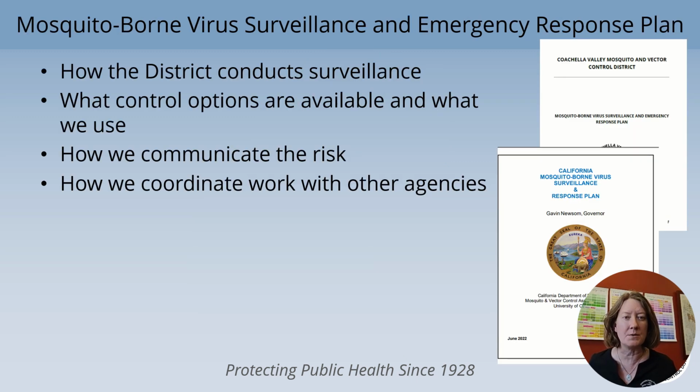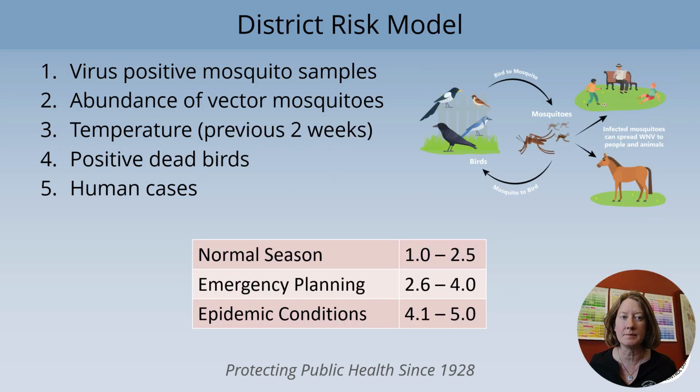The district reviews the California Mosquito-Borne Virus Surveillance and Response Plan and adapts it to be specific to the needs of the Coachella Valley. This plan outlines how we carry out the surveillance of mosquitoes and the viruses they can transmit, what control options are available to us and what we use, how we communicate the risk, and how we coordinate our work with other agencies involved.